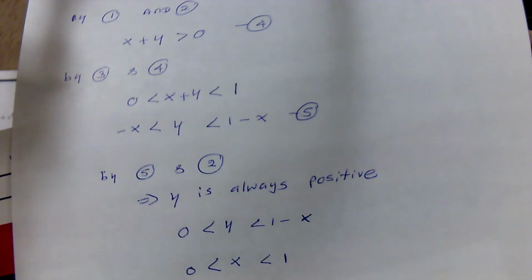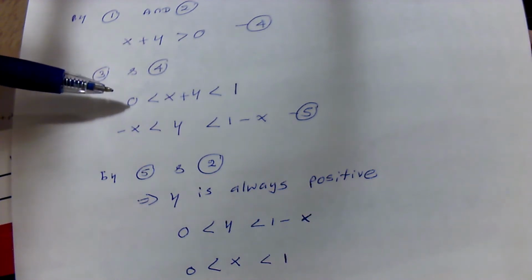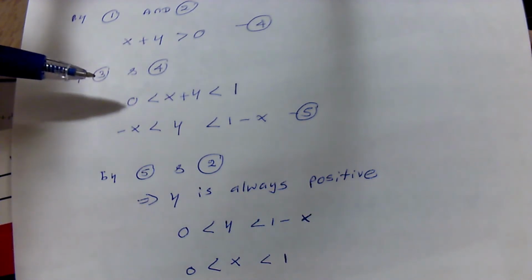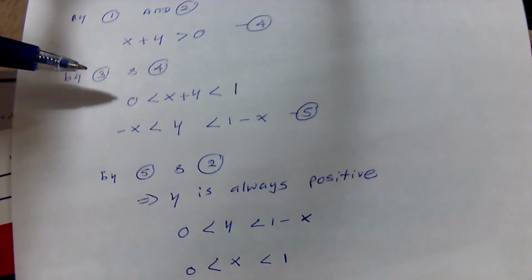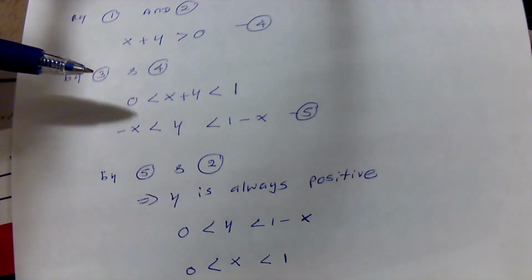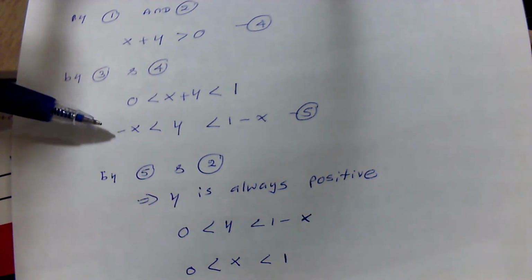Alright, so now you have this equation, but in order to get the inequality of y, what you need to do is subtract x from both sides of the inequality. So when you subtract x from both sides, you will get negative x is less than y is less than 1 minus x, which is equation 5.